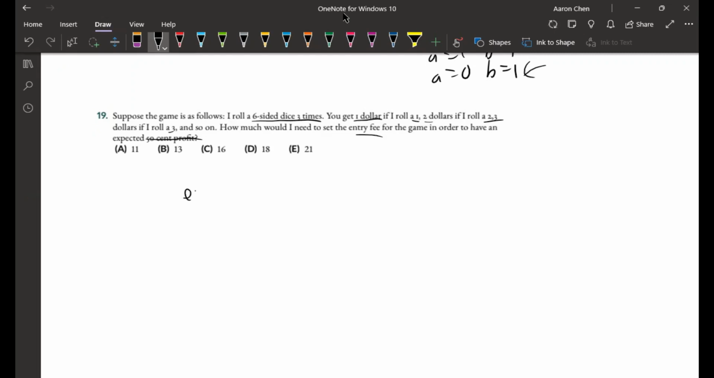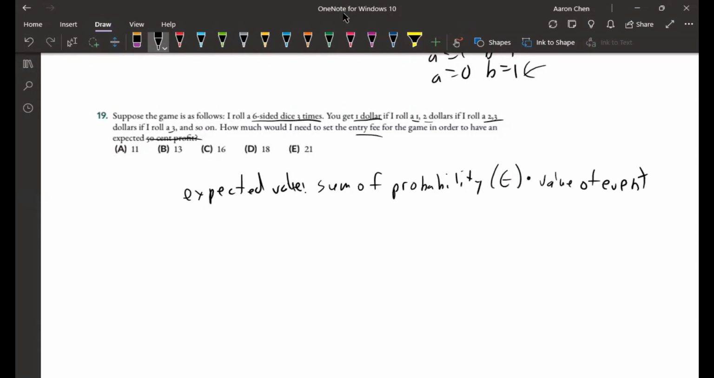And so expected value, basically it's just the sum of the probability of an event times the value of the event. So for something like the expected value of a dice roll, you have 1/6 times 1 plus 1/6 times 2 plus 1/6 times 3, all the way to 1/6 times 6. And if you do the sums, it's just 3.5.